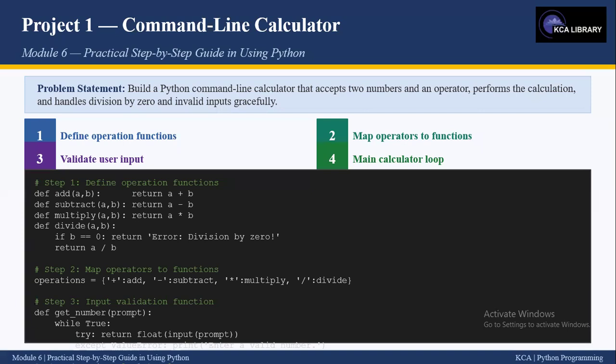Step 1, define operation functions. def add(a, b): return a + b. def subtract(a, b): return a - b. def multiply(a, b): return a * b. def divide(a, b): if b == 0: return 'Error: Division by 0', return a / b.